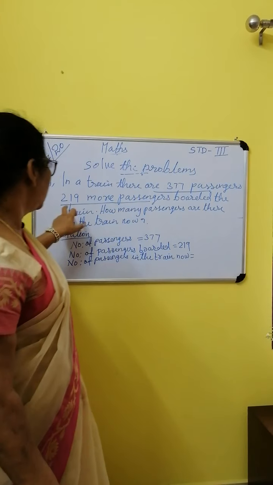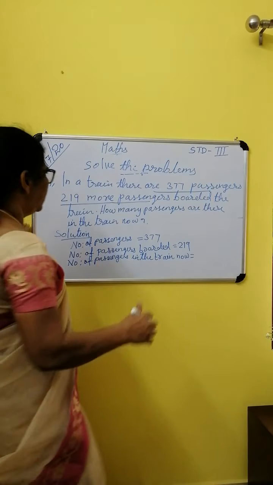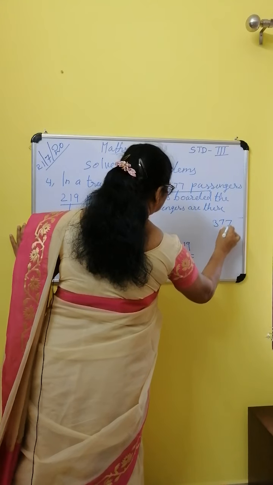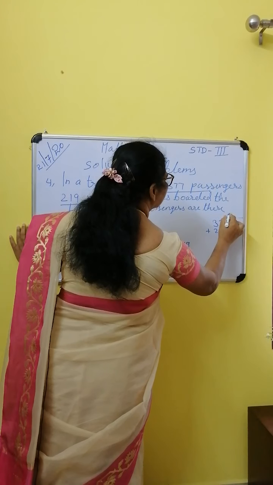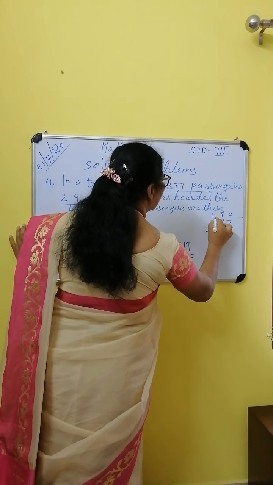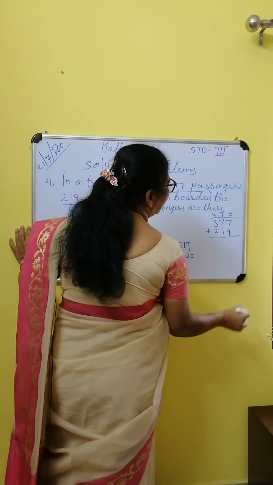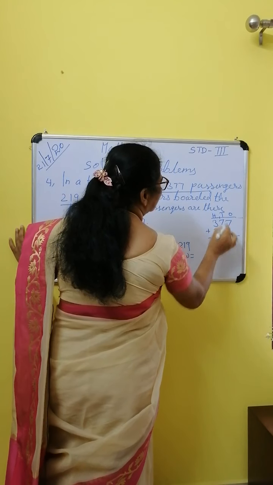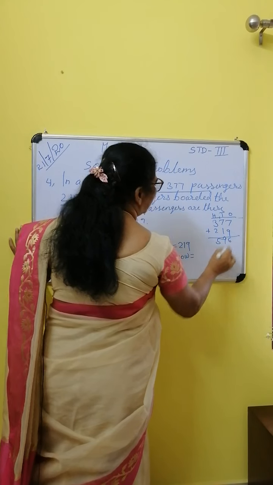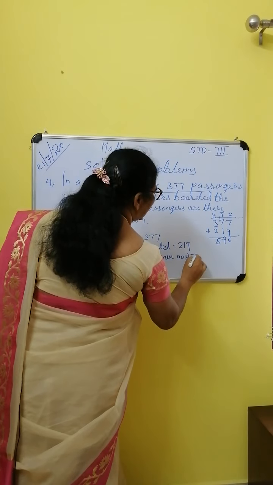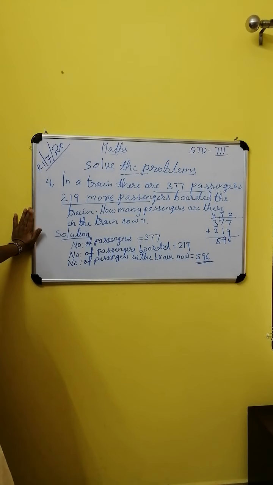Two numbers are given in the question, 377 and 290. That you do in the margin. 377 plus 290. Here ones, tens, hundreds. Then underline: 9 plus 7, 16. 1 is remainder. 7 plus 1, 8, plus 1, 9. 3 plus 2, 5. Answer 596. Okay? Got it?